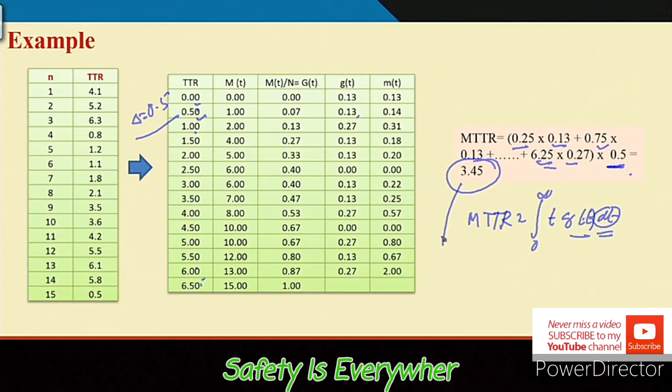On an average, if a component has failed, then on an average a failed component will be repaired in this unit of time. This is the average time.